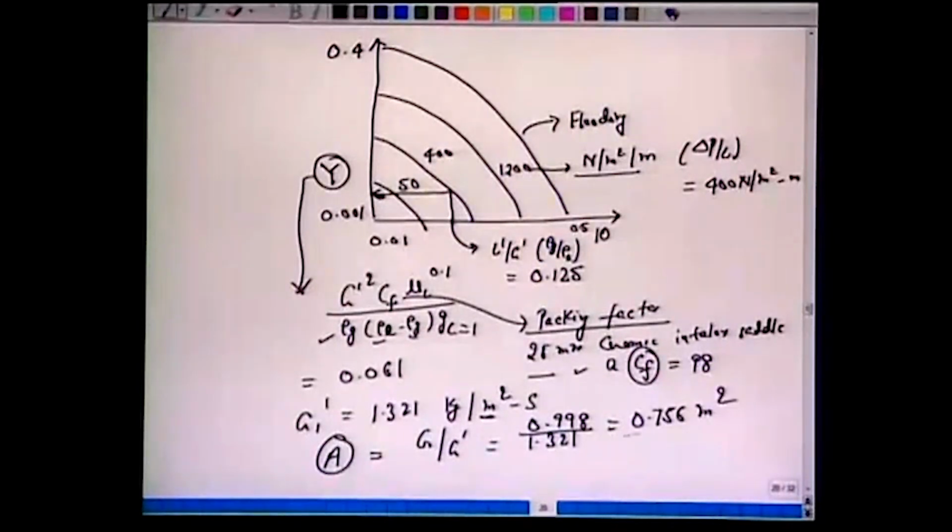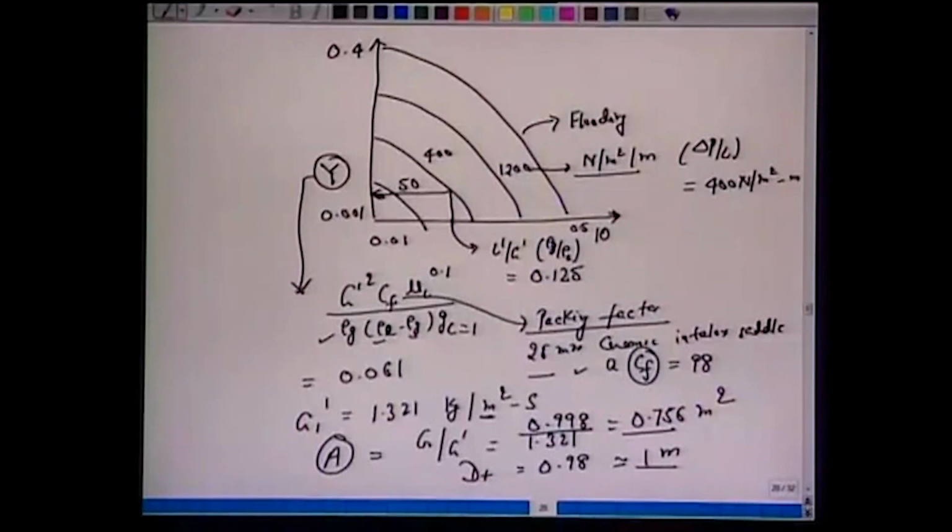meter square. So, that is the cross sectional area, and based on this you get the diameter of the column as 0.98, or approximately 1 meter. All right. So, this is what we obtained from this loading and flooding curve here. Of course, this example we had was on hydrodynamics. The idea is that we are not hitting this flooding curve.